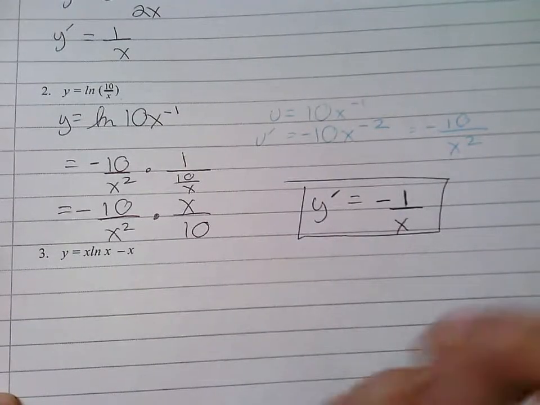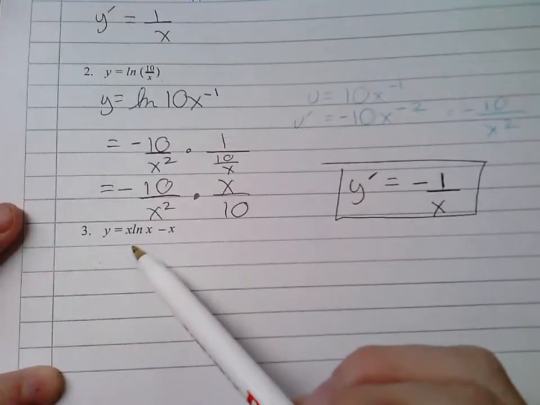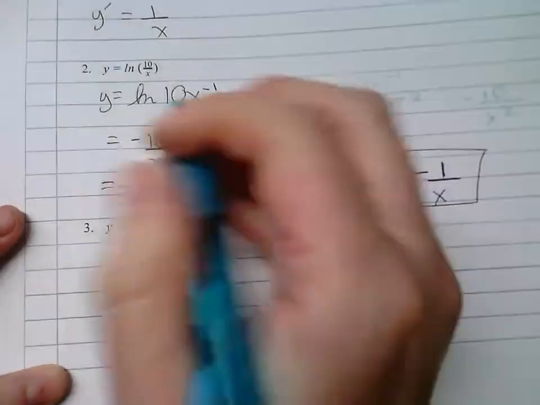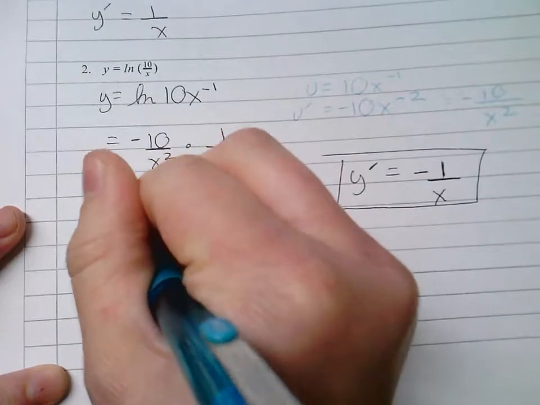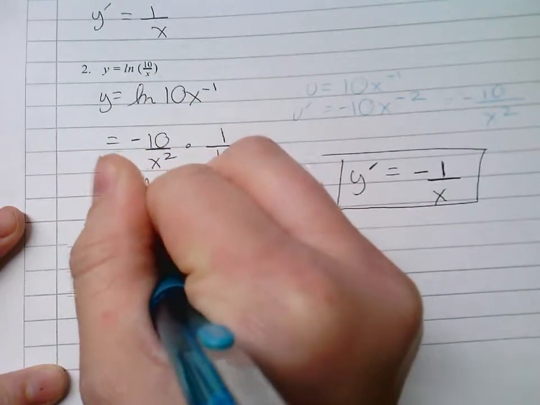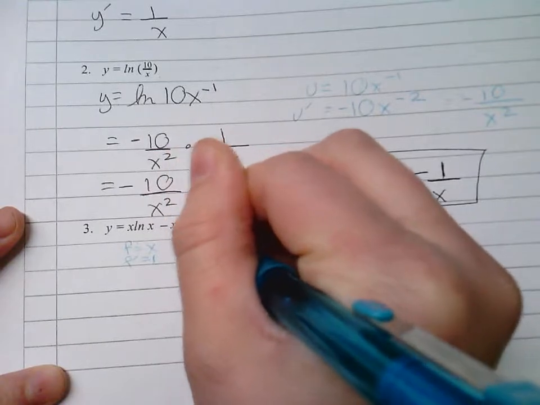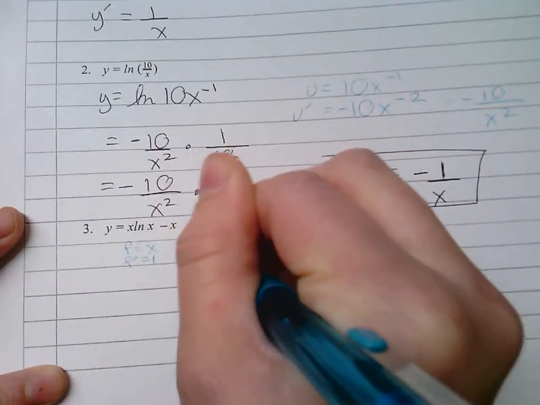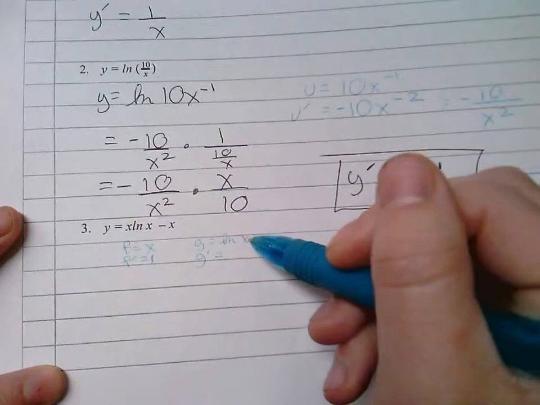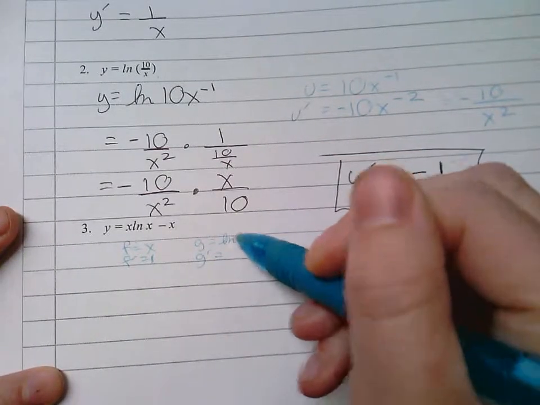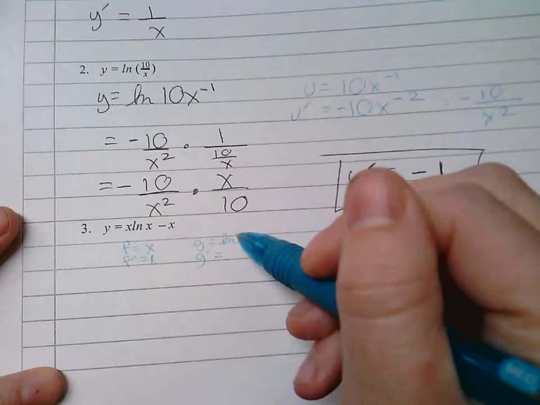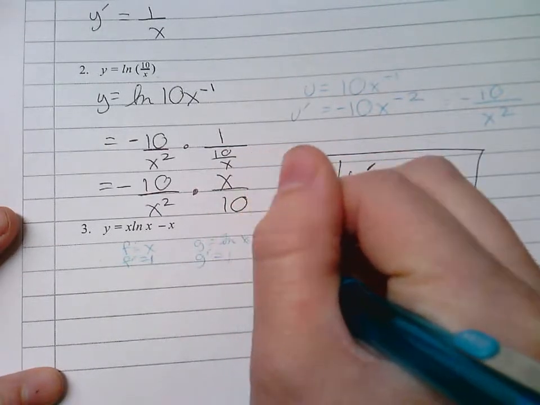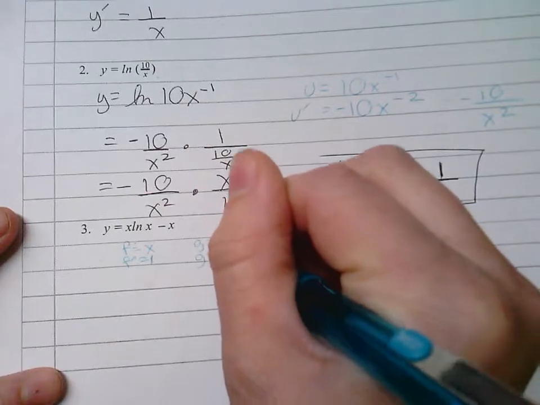Okay. And let's do this. You can do the product rule here. F is x, f prime is 1, g is ln of x, so g prime is u prime times 1 over u, so 1 times 1 over x is just going to be 1 over x.